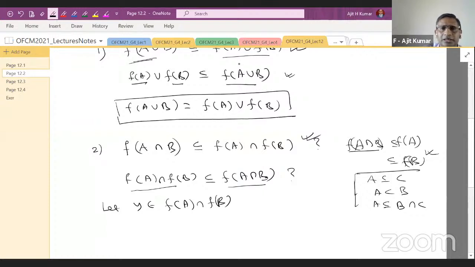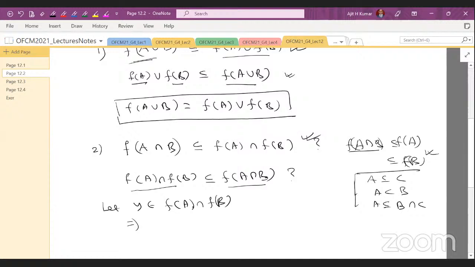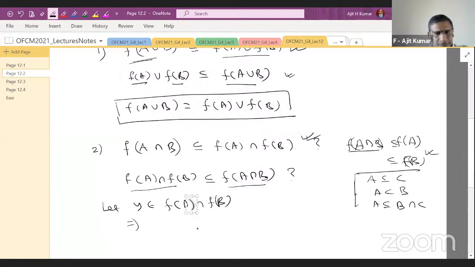Can you call somebody from group 3? Group 3, what should be the next step? From this, what should I write as the next step? Somebody from group 3? Mentor, can you call? Yeah. So what do I write next step, Wahiba?